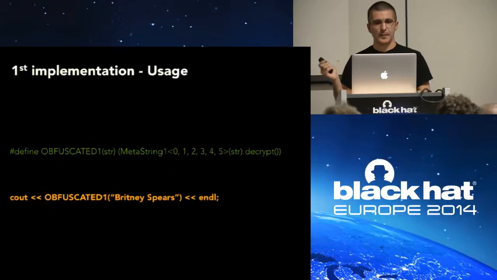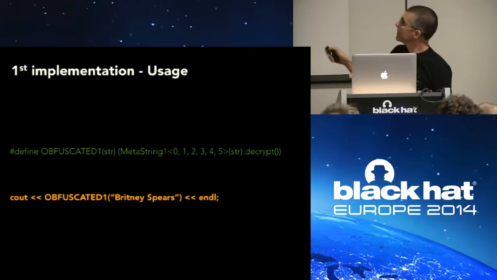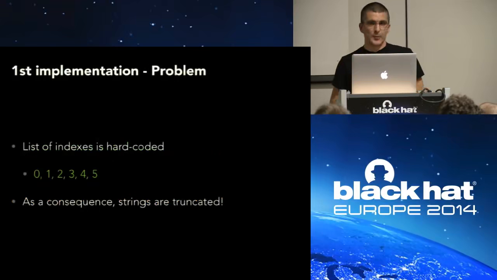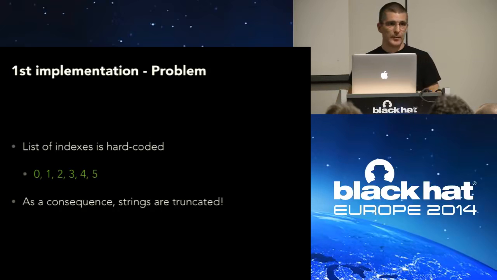So it's working, but I have a small problem with that. Yes, it's just a way to call it. I'm declaring a macro because this syntax is not very funny, and I'm preferring that. So you call it this way. My implementation has a small problem. The list of indexes is hard-coded, like you see in the macro. And as a consequence, if I have more than 6 characters, it will be truncated.